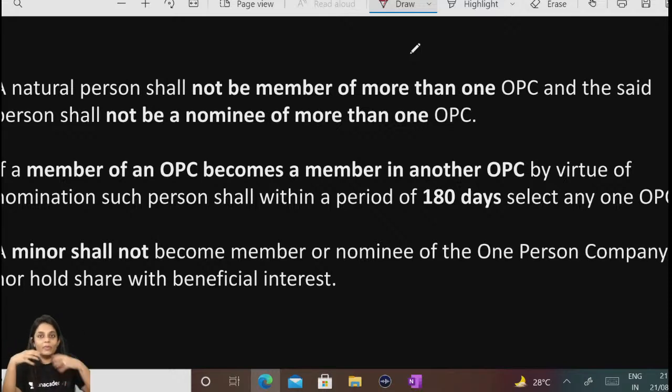So when they introduced this whole OPC concept, even before it was incorporated in the act, they actually wanted a person to be able to incorporate 3 OPCs. But finally, when the act was laid down, they said only 1. So I can incorporate 1 OPC, that is, I can be a member of 1 OPC, and at the same time I can be a nominee of 1 more OPC, but not more than 1. Are you getting this point?